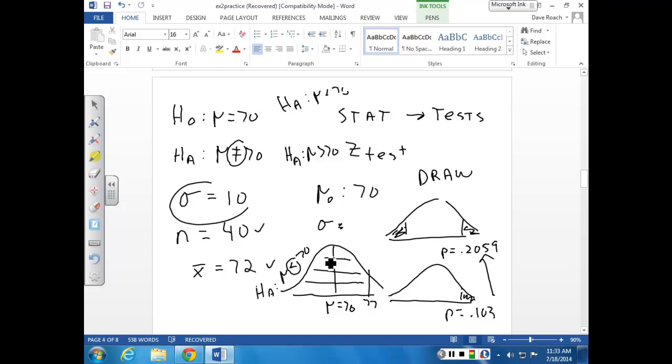Think about this. If I want to show that the mean is less than 70, but I have 77, you're never going to reject H0, because what we have here is evidence that goes the other direction than our alternative. So if you see p-values greater than 0.5, what that means is you have evidence that actually contradicts your alternative hypothesis.